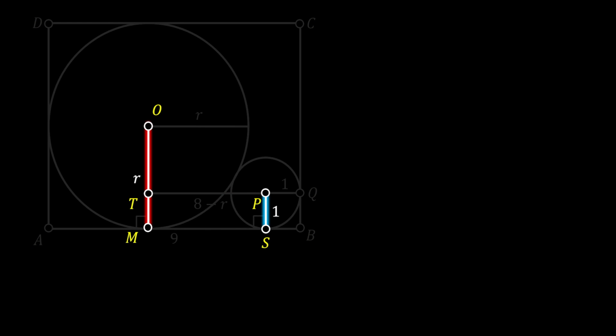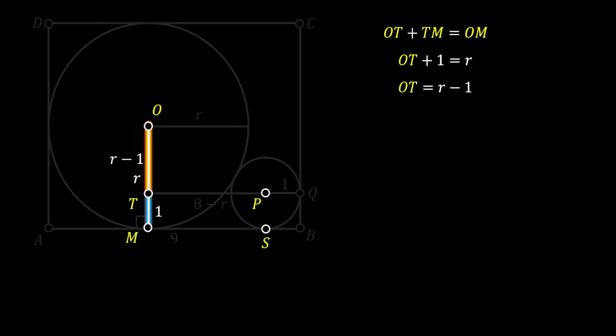Since it is parallel to the line OM, we can slide it to the left and get that the line TM must also have the length of 1. Now, you can notice that our radius OM consists of segment OT and TM, so we can write this down as an equation. Of course, again, we will substitute our values, and we can work through this and get that the segment OT must have the length of r minus 1.